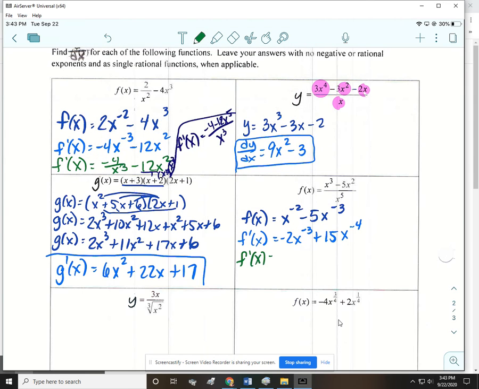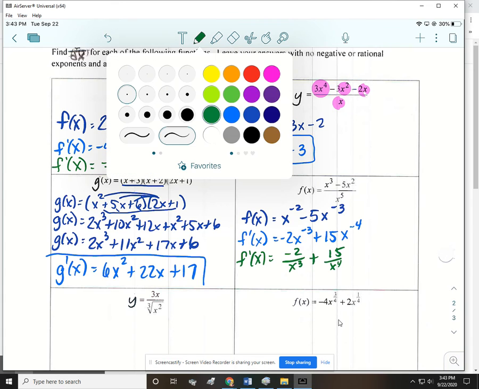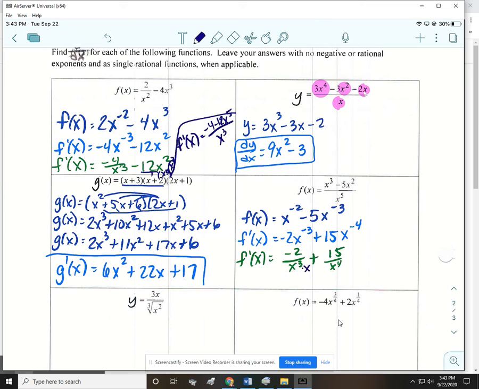So this is really negative 2 over x cubed plus 15 over x to the fourth. Your LCD is going to be x to the fourth. So this one needs another x. We'll have x to the fourth in the denominator. The numerator is going to be negative 2x plus 15.